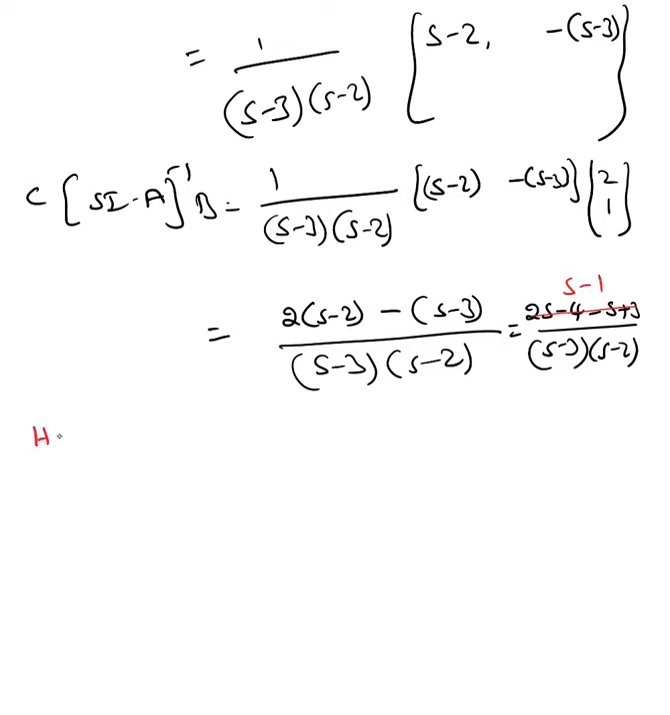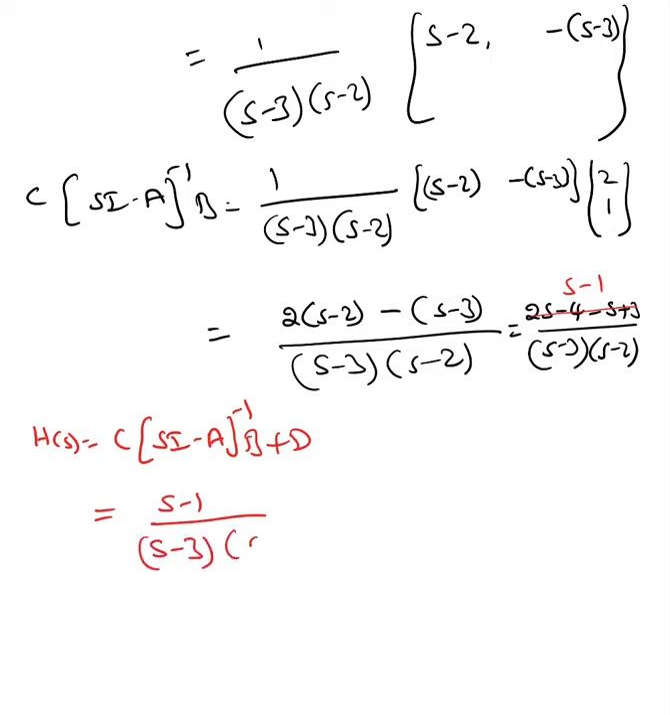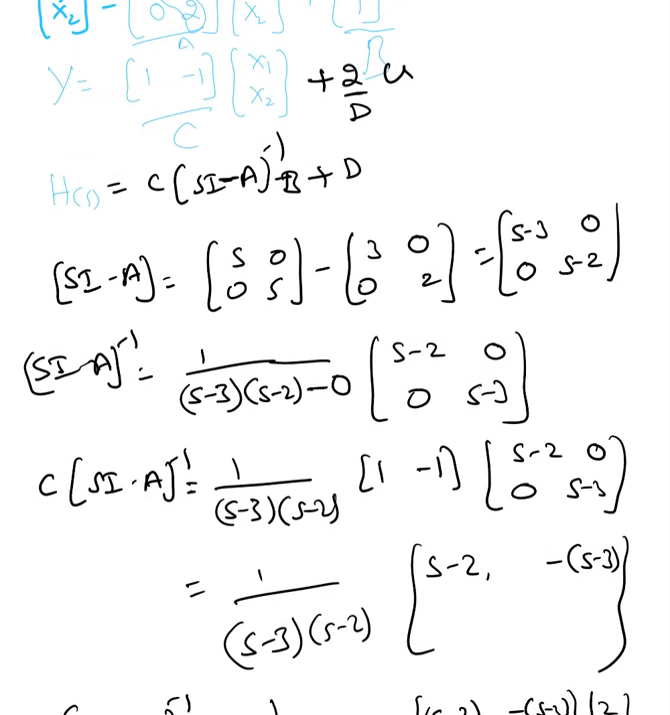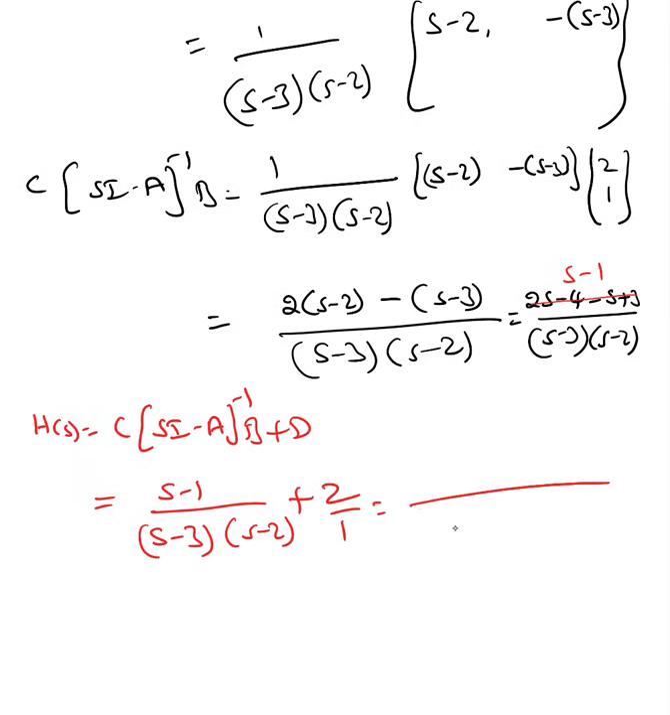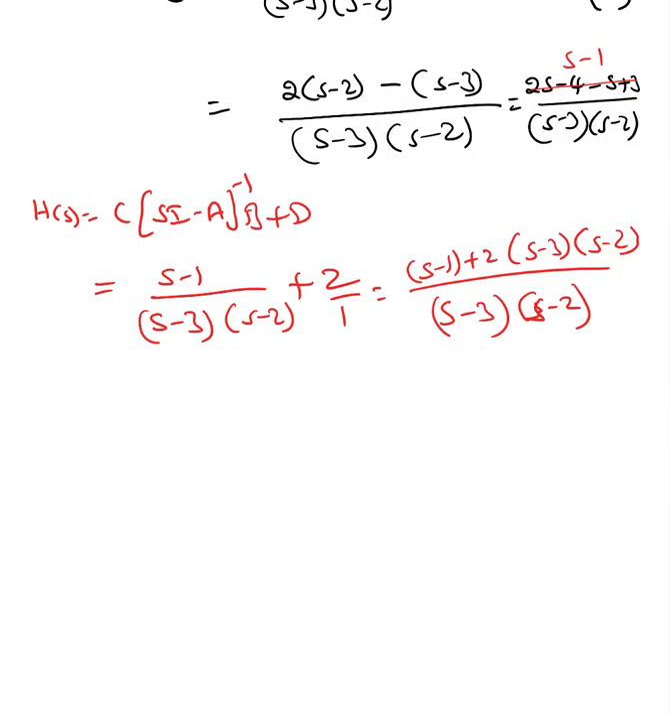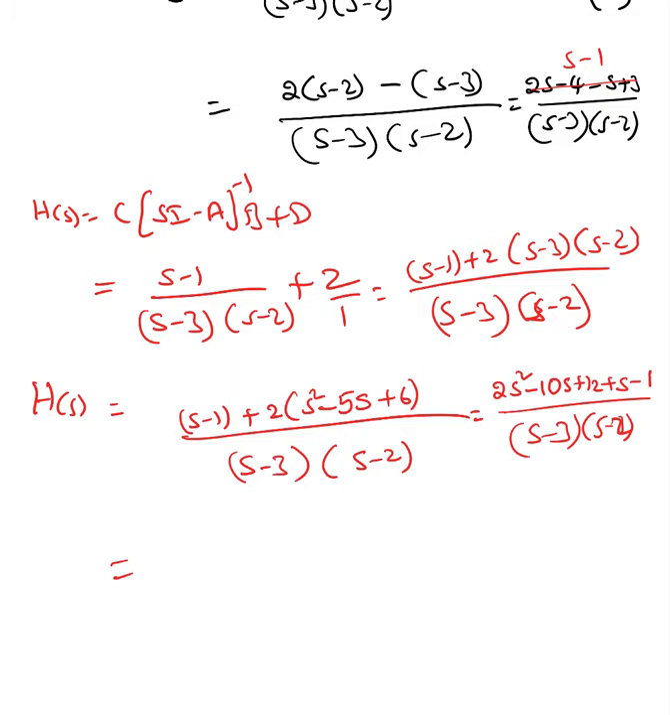Now I have the D component. So H of s equals C times (sI minus A) whole inverse times B plus D, which equals (s-1) over (s-3)(s-2) plus, I think the D component I gave you is 2. So 2 is the D value. You can do the LCM, and you will end up with (s-1) plus 2 times (s-3)(s-2), divided by (s-3)(s-2). After further simplification, it has poles at s equals 3 and s equals 2. There are 2 poles. Now the numerator, after simplification, is 2s square minus 9s plus 11, over (s-3)(s-2).